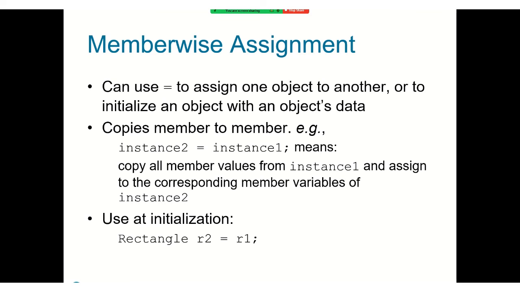So let's see what the member-wise assignment is. You can use the equality sign to assign one object to another or to initialize an object with an object's data. So you have object 1 and object 2. You can simply put it like this. Object 1 is an instance of a class, and this is also an instance of a class. So you can simply define object 1 to be equal to object 2.